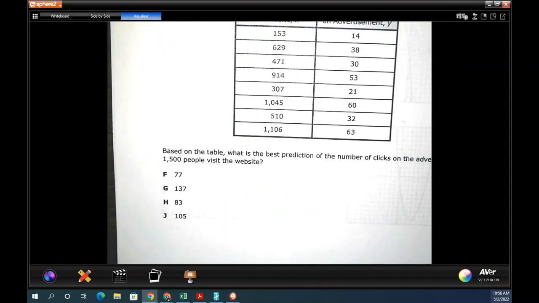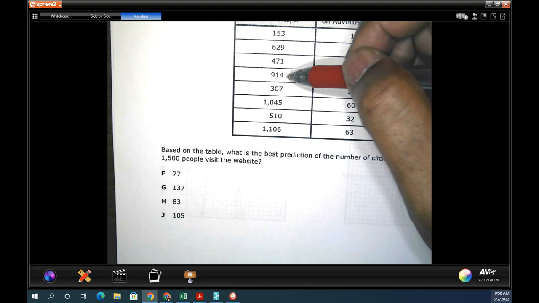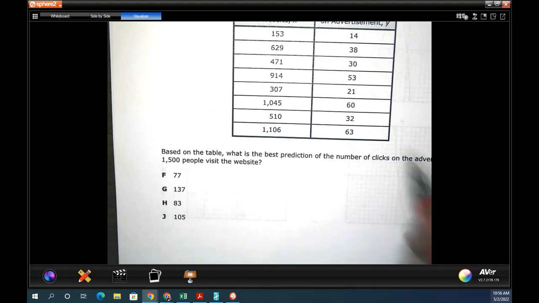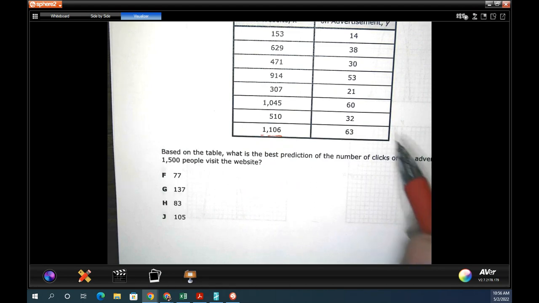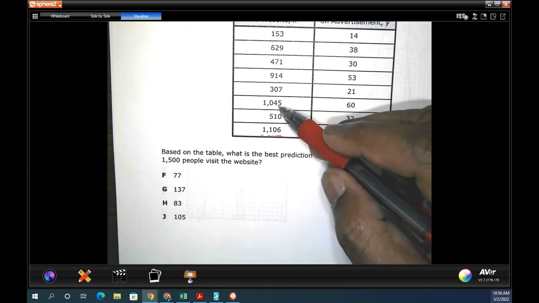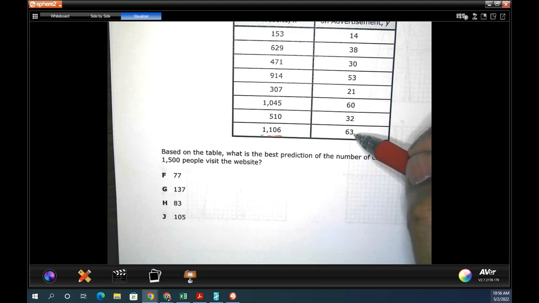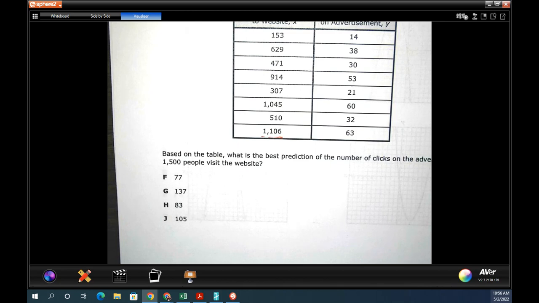Based on the table, what is the prediction of number of clicks on the advertisement if 1,500 people visited? Here's the deal. Do y'all notice this is not in order? Look at this. Here's the highest one right here. Now, there's only about this. This is a little thought. It only went up 3, and it went up, what was it? 61 people.